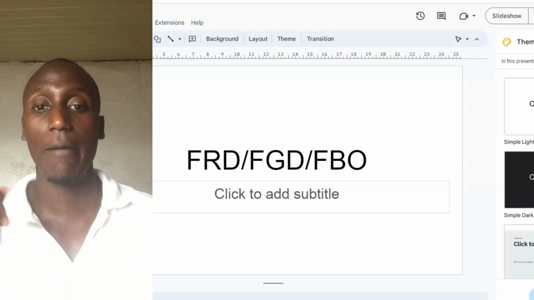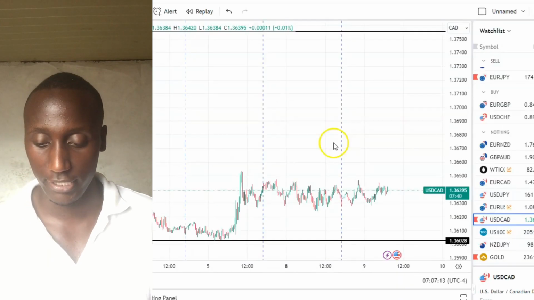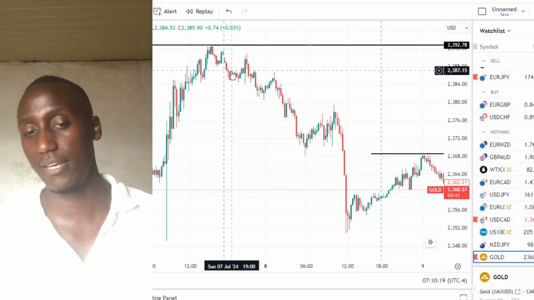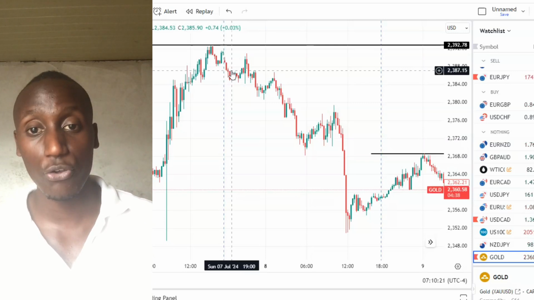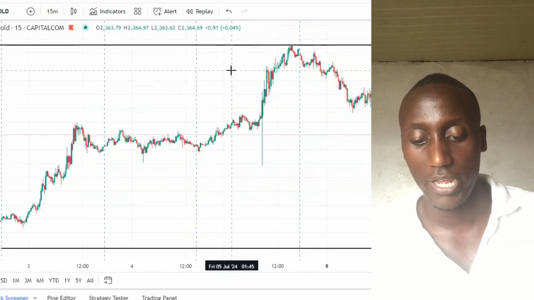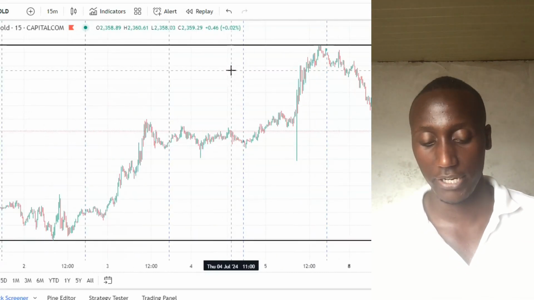Let's do this. Number one is the fast red day. Now, the fast red day is a sell signal for the next day and the next few days. However, how do you identify the fast red day? So, gold has given us a very good example of what a fast red day looks like.